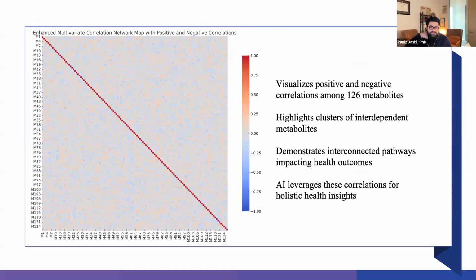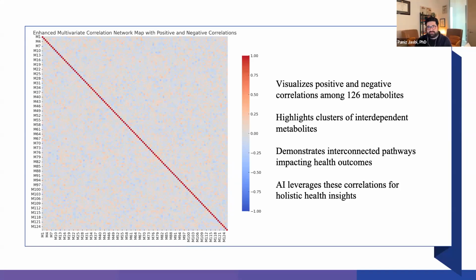So what does that really look like? Here we have this visual, and this visual is going to show the positive and negative correlations across these 126 metabolites. As you can see, the correlations are immense. It is not just about a single metabolite. It is about one metabolite that's correlated with 126 metabolites, the second metabolite that's correlated with another 126 metabolites. These are interconnected, and they show the interconnectedness of the pathways and how they impact the health outcomes. And so we leverage these correlations really for holistic insights.